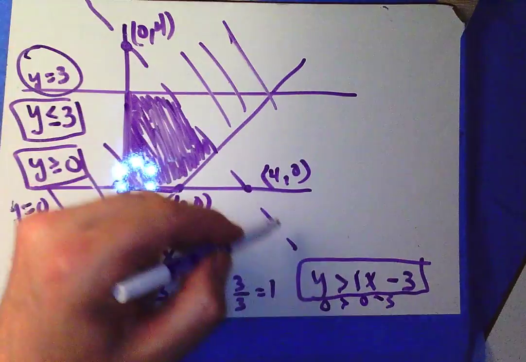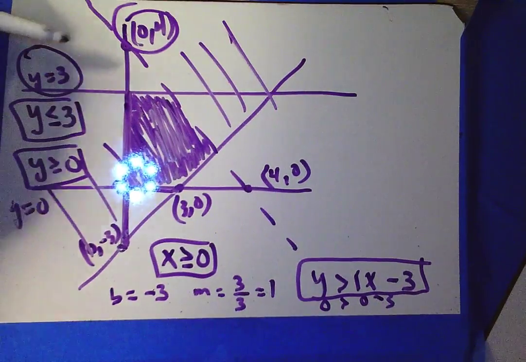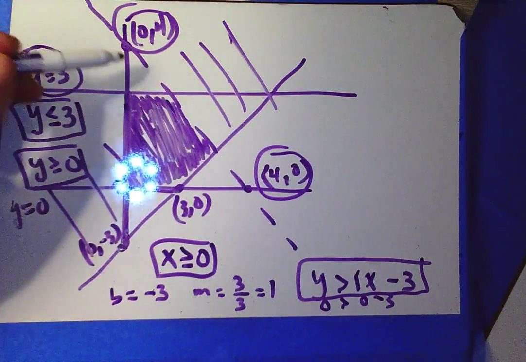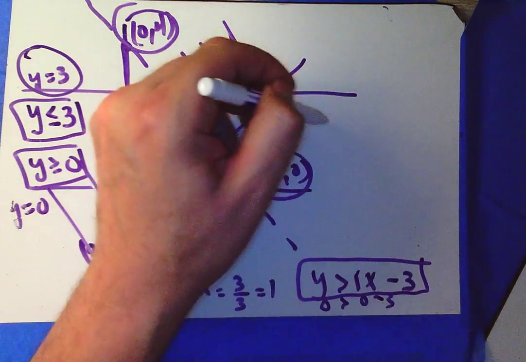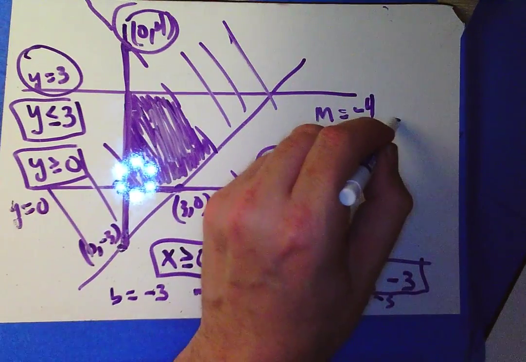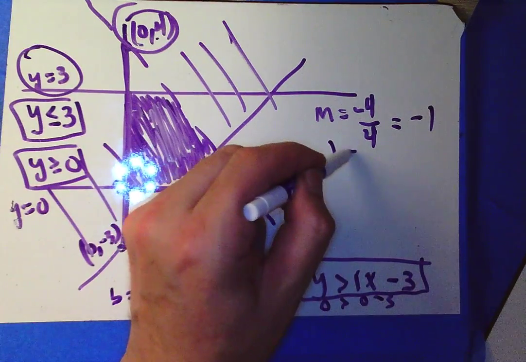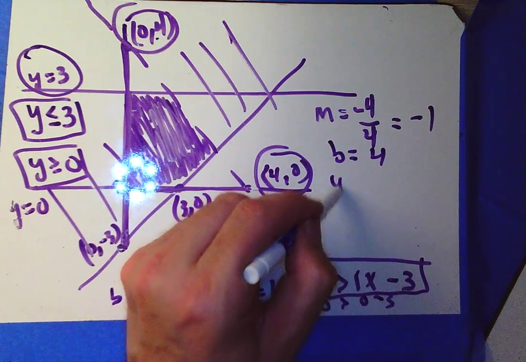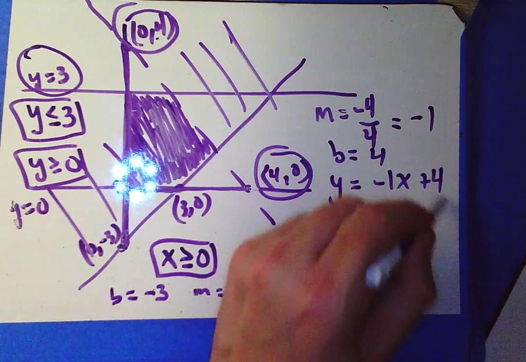And then what about this line? Well, this line has a y-intercept of 4 and an x-intercept of 4, which means my slope is down 4 over 4. M equals -4 over 4, or -1. We can see the y-intercept, or b value, is 4. So y equals -1x plus 4.